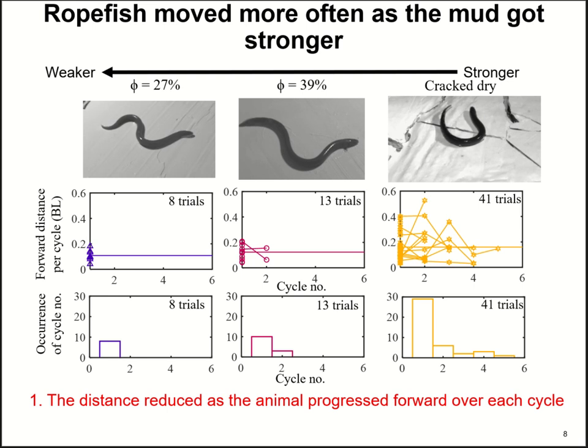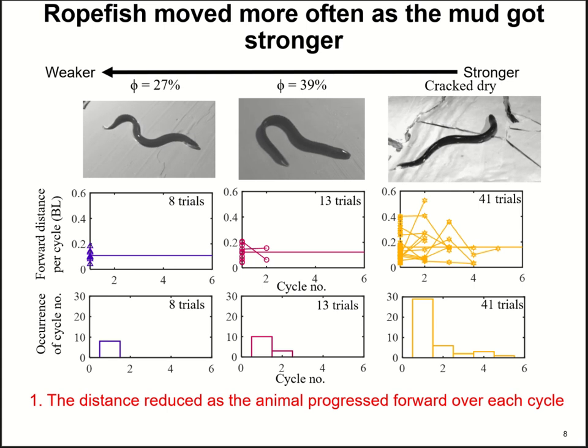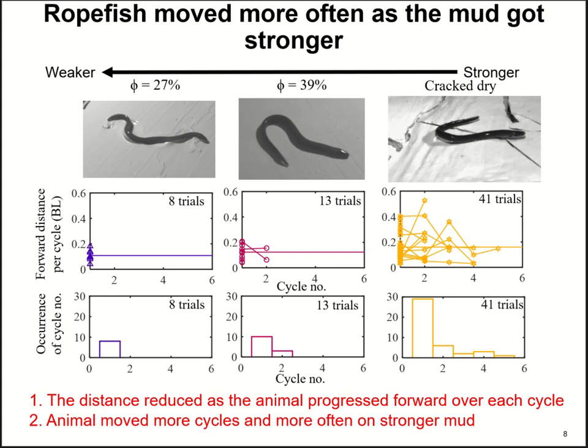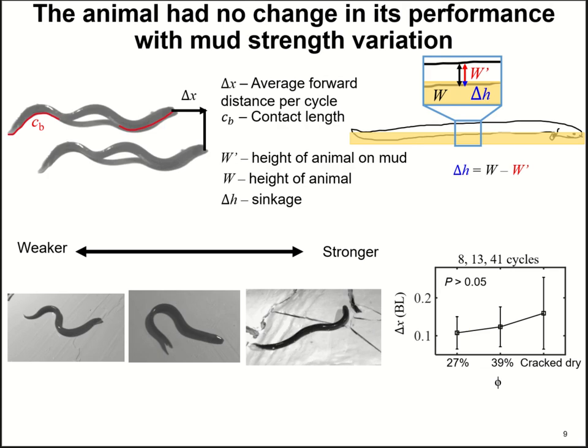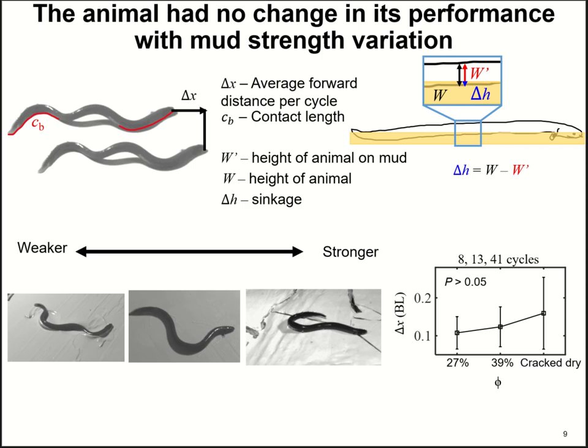We then plotted the histogram of the occurrence of the cycles, and we found that the animal moved more often and more cycles on stronger mud. When we plotted the average distance per cycle as a function of the mud strength, we found that there was no change in the performance with the mud strength variation.